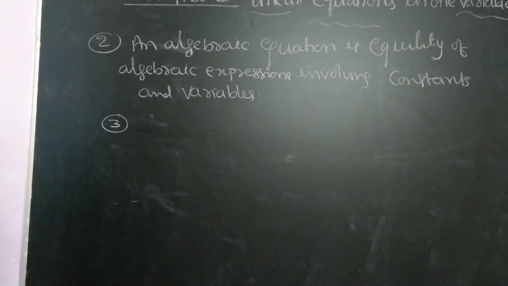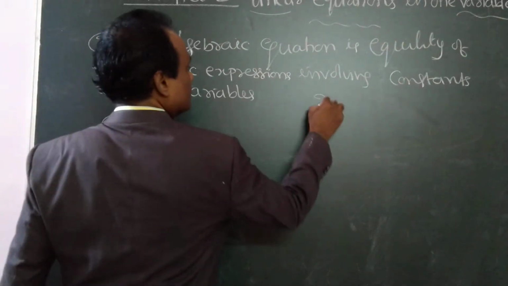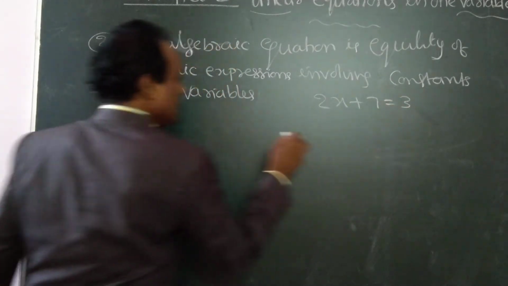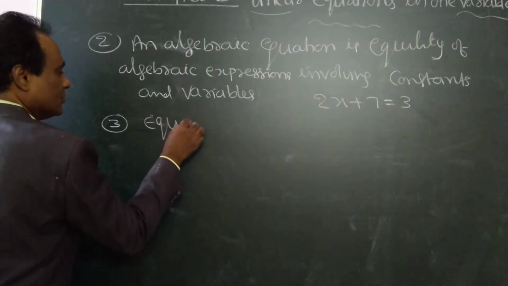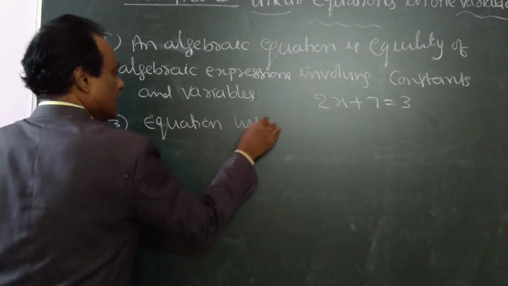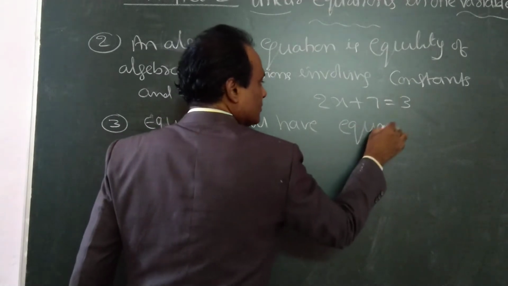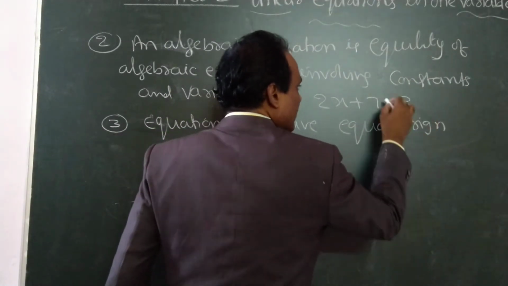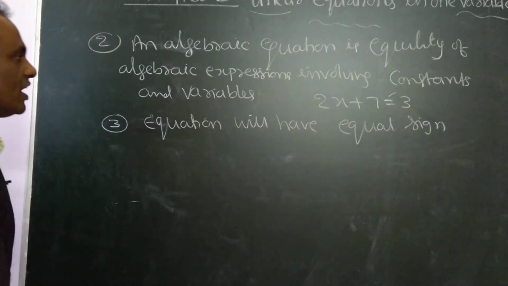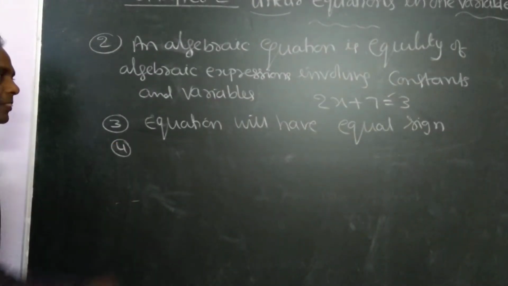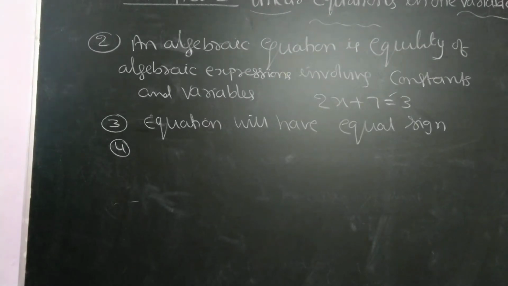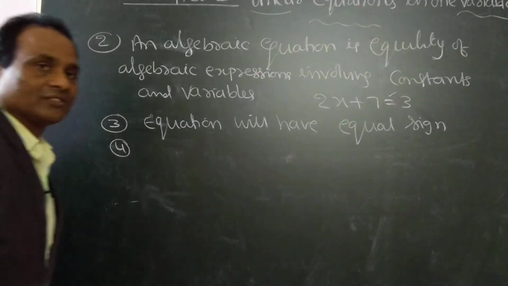I will use the same once again. Equation. What will an equation have? An equal sign. If there is an equal sign, it is an equation. Equation will have an equal sign.